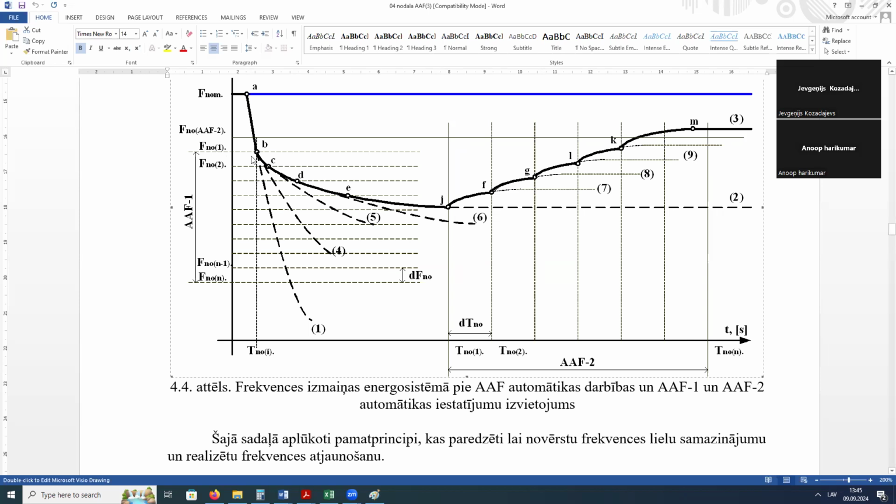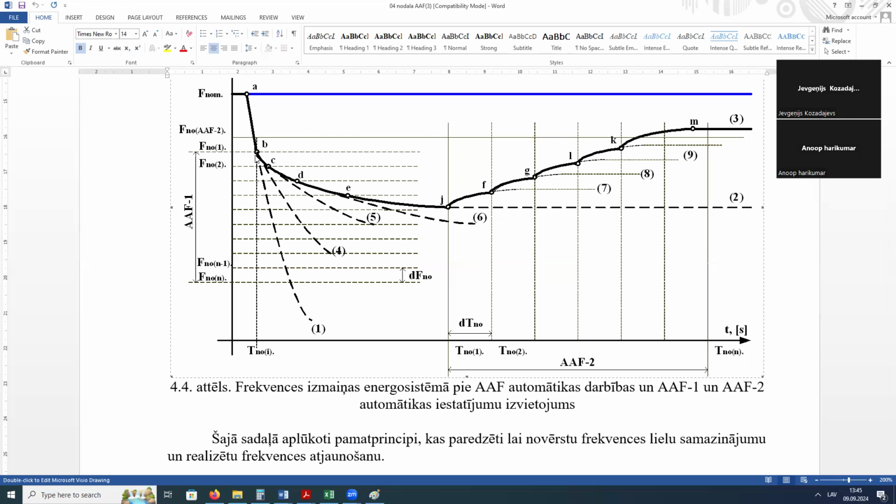For example, how many steps for this, how many set points do we need, how many steps, yes, and how much load should be connected to every step.